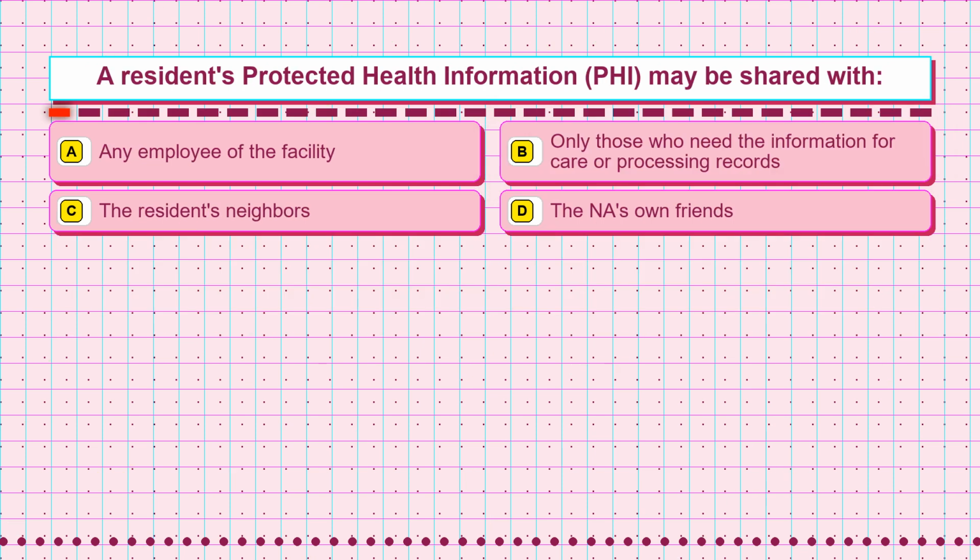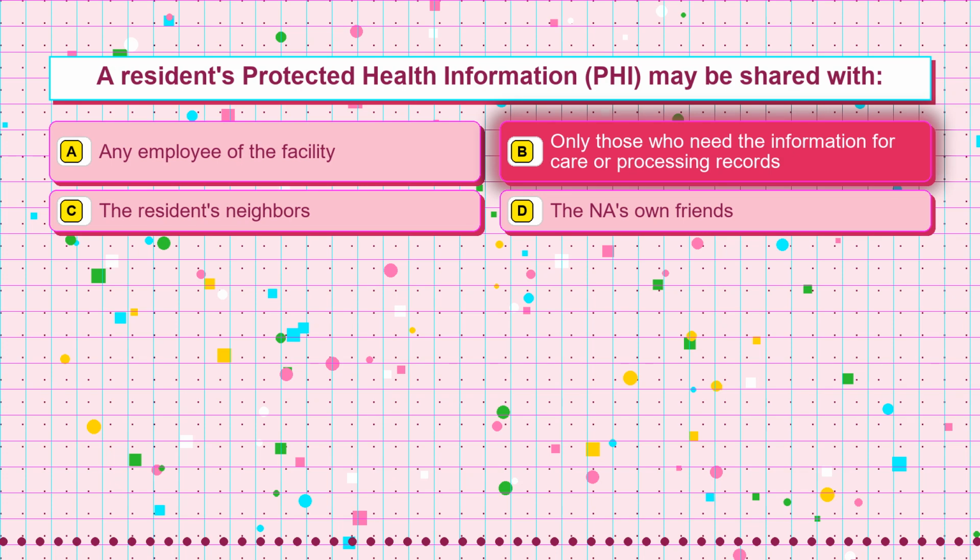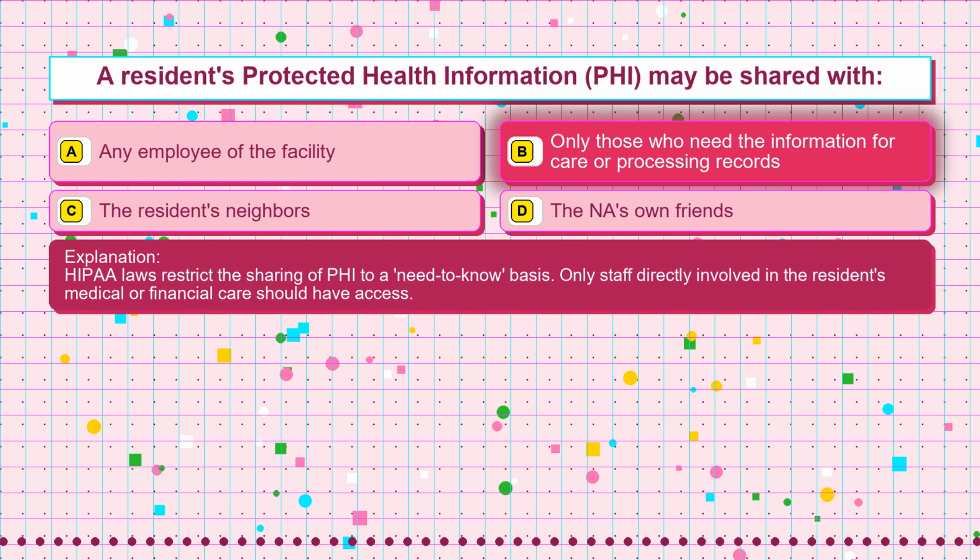Question 80. A resident's protected health information, PHI, may be shared with: Option A, any employee of the facility. Option B, only those who need the information for care or processing records. Option C, the resident's neighbors. Option D, the NA's own friends. The correct answer is option B, only those who need the information for care or processing records. HIPAA laws restrict the sharing of PHI to a need-to-know basis. Only staff directly involved in the resident's medical or financial care should have access.